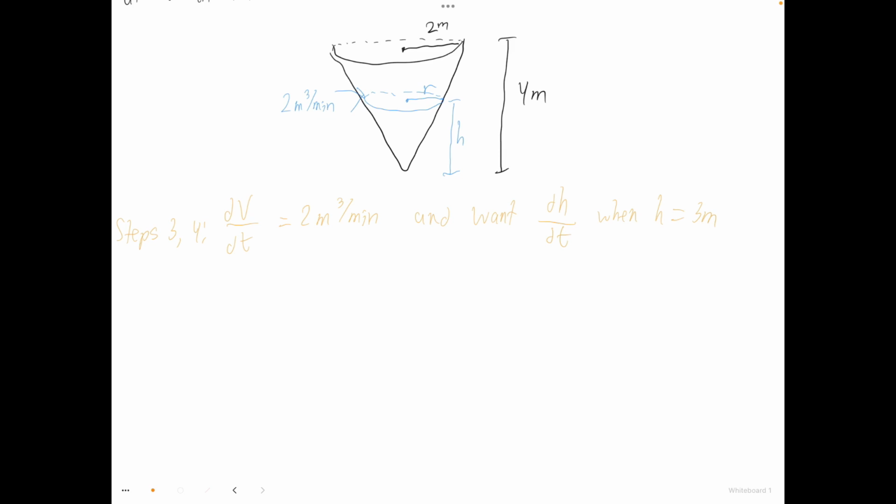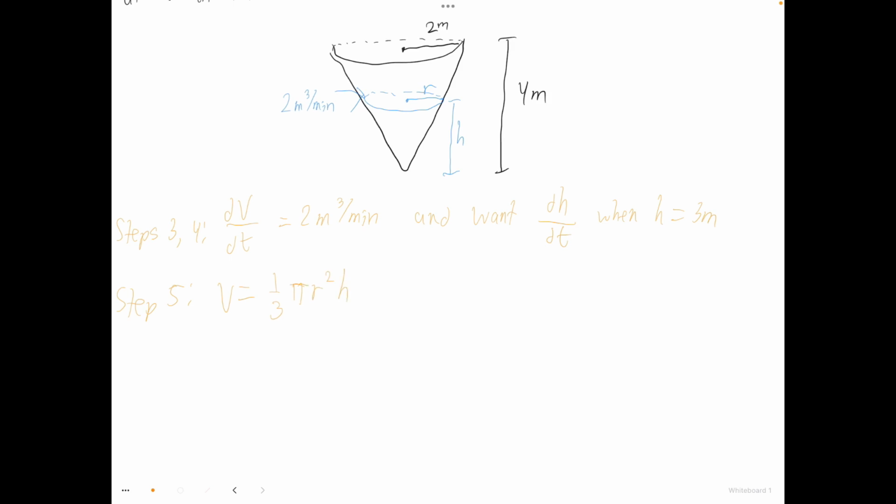Okay, and so now step 5 is where the hard part of this problem comes in. So we want a relationship between the volume and the height. Well, one relationship we know is the volume of a cone is 1/3 pi r squared times h.